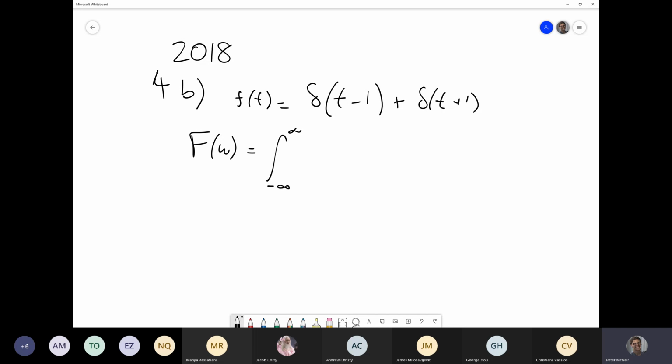Integral from minus infinity to infinity. X of t is going to be delta of t minus 1. And I'm going to actually break this up into 2 right off the bat. So you can think they've just been summed. I've broken them out into 2 integrals. Does anyone know what the property of the delta function is when it's inside an integral? What does it do?